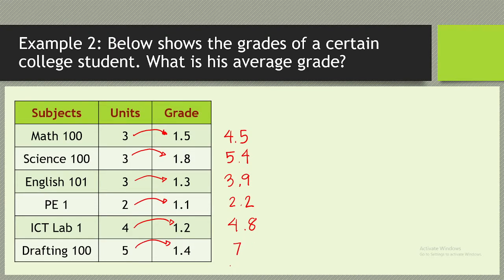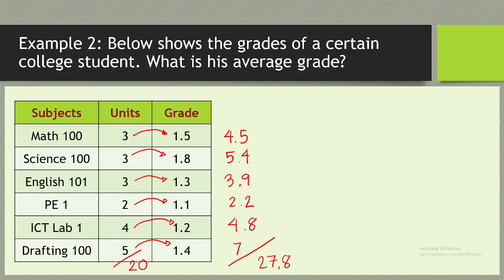Okay, next, you add all of these products. So we have 4.5 plus 5.4 plus 3.9 plus 2.2 plus 4.8 plus 7. You will be getting 27.8 for that. Then you add all the units. That's 3 plus 3 plus 3 plus 2 plus 4 plus 5. There will be 20 units.